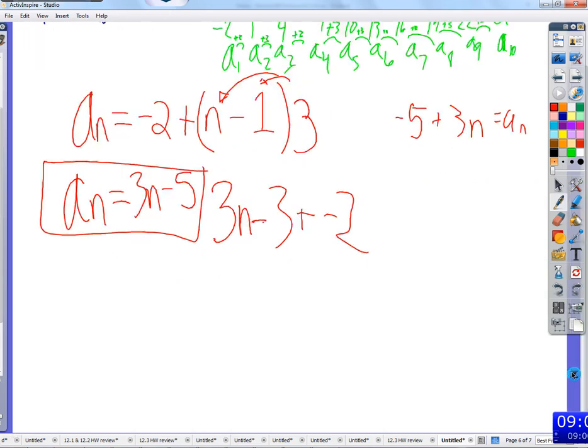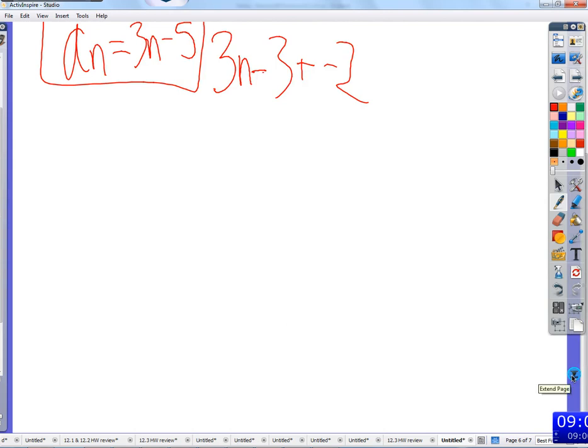I don't know the first problem. What if a sub 7 equals 14?